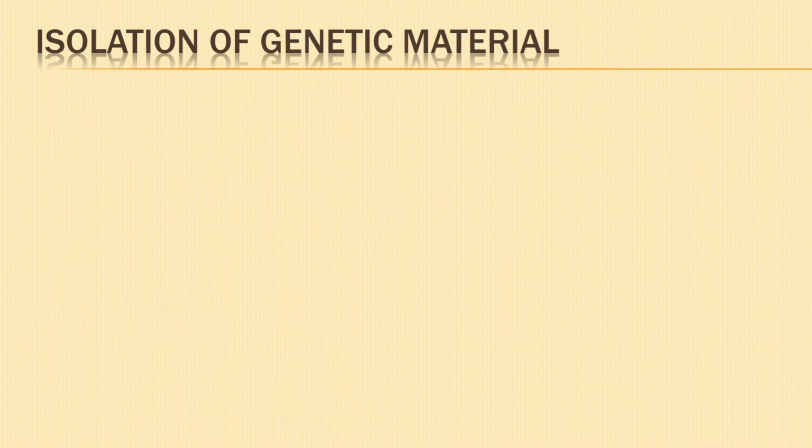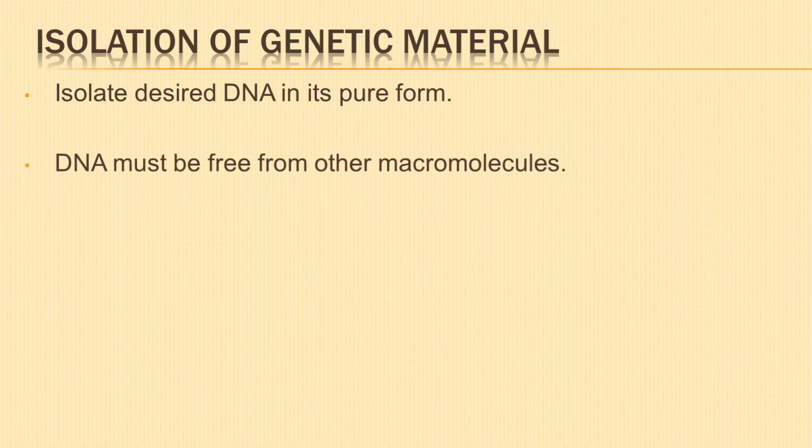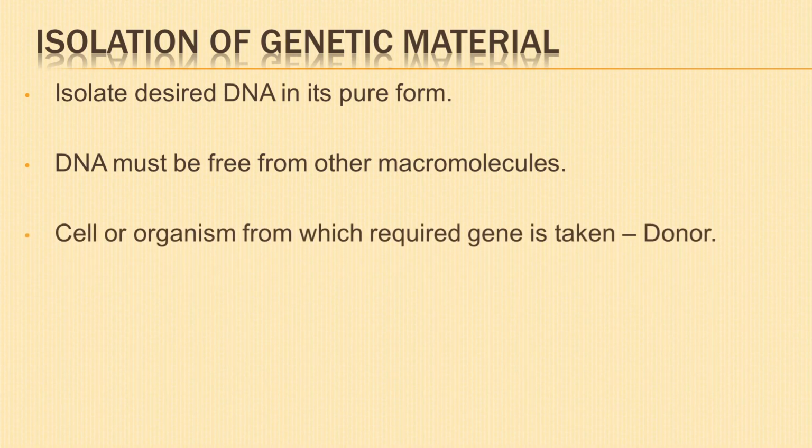First, let us start with isolation of genetic material. The first step in recombinant DNA technology is to isolate the desired DNA in its pure form with the help of various enzymes. DNA must be free from other macromolecules like proteins, enzymes, etc. The cell or organism from which the required gene is taken is called donor.